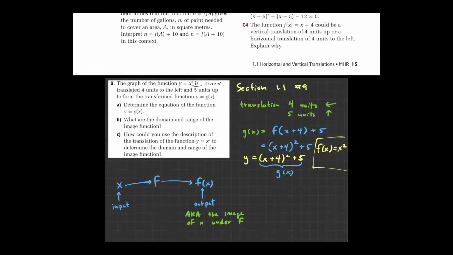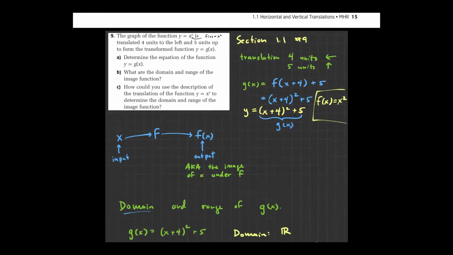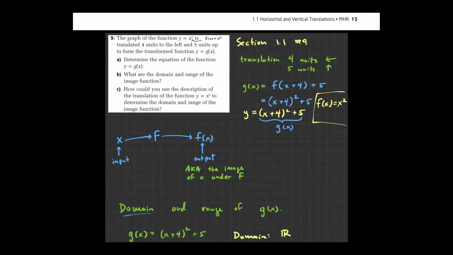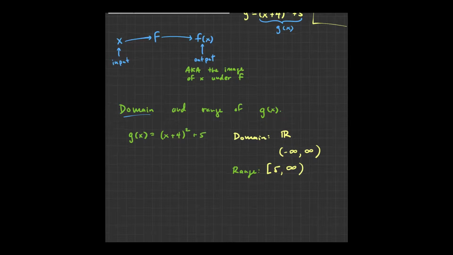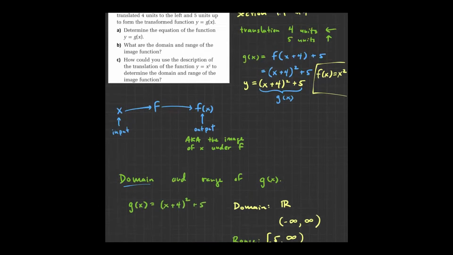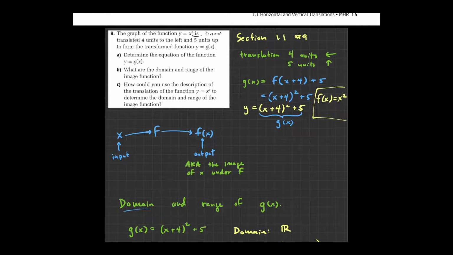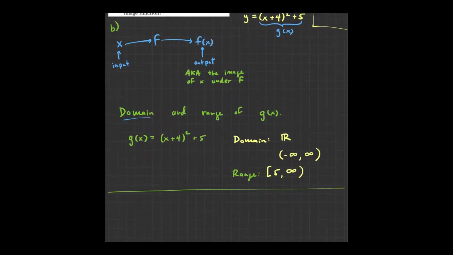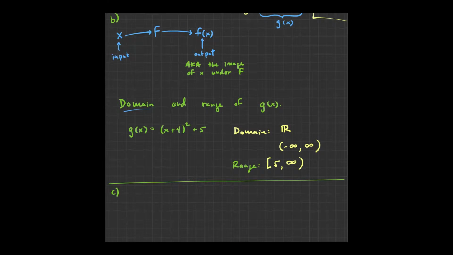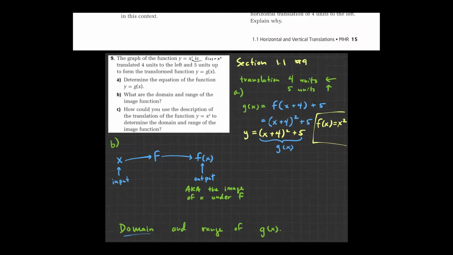So how could I use the description of the translation of the function y equals x squared to determine the domain and the range of the image function? Okay. So let's think about that for a second. So by the way, this was part A. Bit of a mess here, but that's okay. This is part B. Let's do part C over here. So let's think about how we can use the description of the translation of the function y equals x squared to determine the domain and the range of the image function.